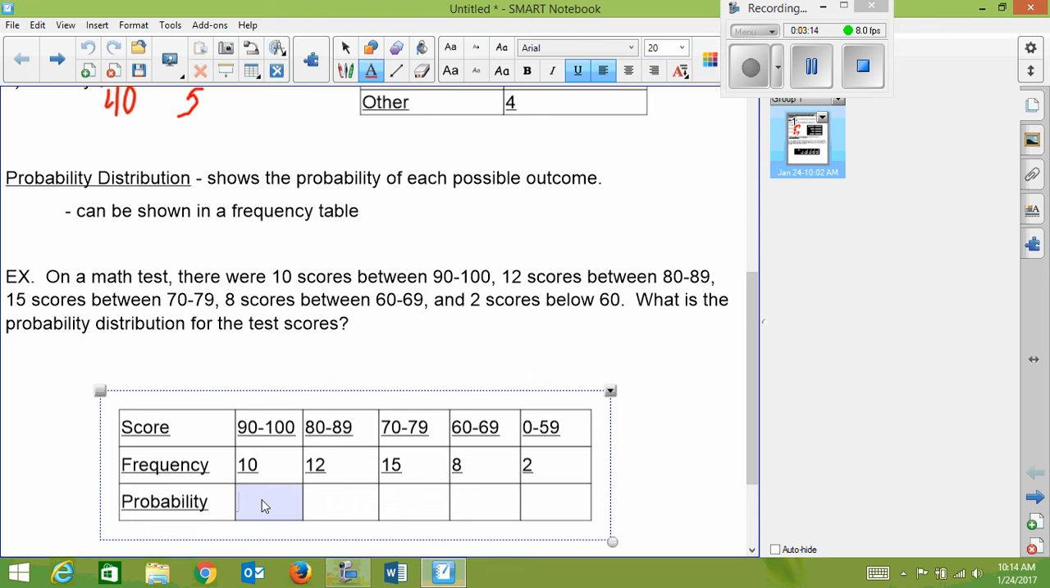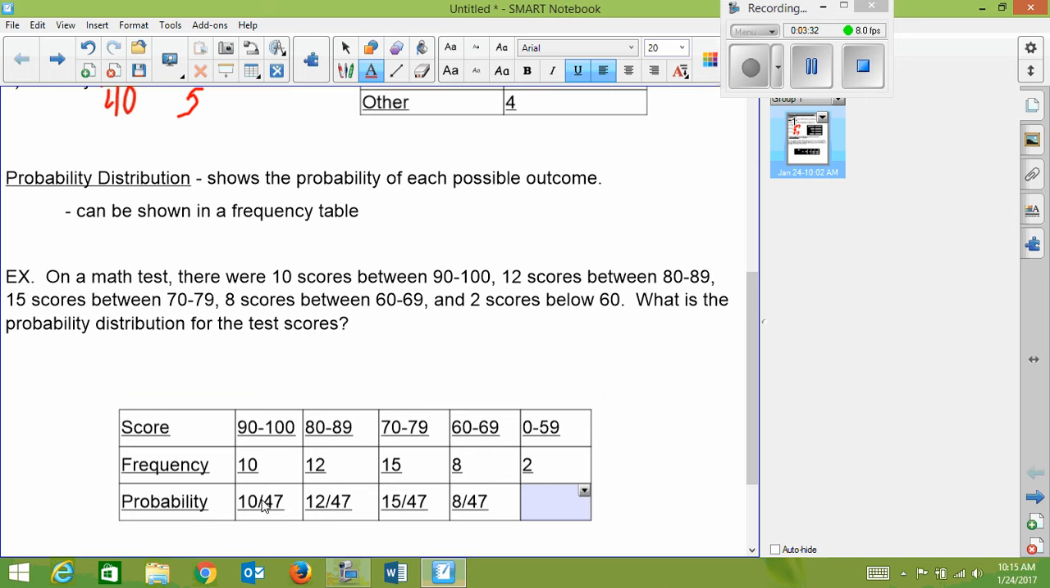So the probability of getting a score in the 90 to 100 range would be 10 out of 47, 12 out of 47, 15 out of 47, 8 out of 47, and 2 out of 47. None of those can be reduced because 47 is prime. So that is a probability distribution table showing the scores, the frequency, and the probability of each score happening.